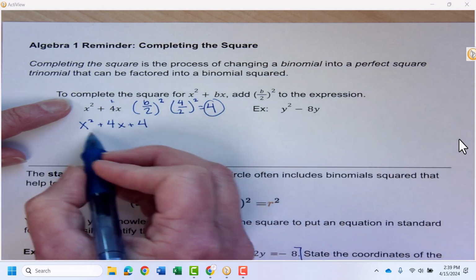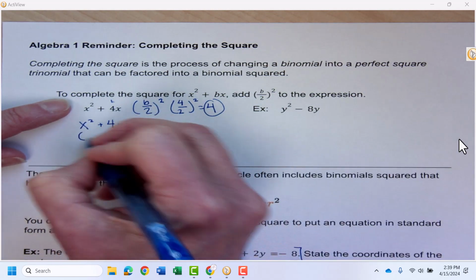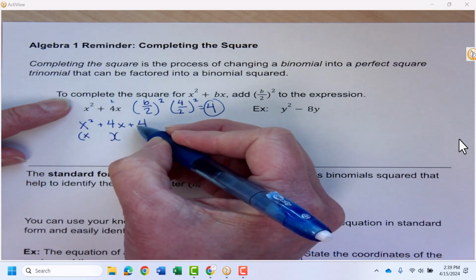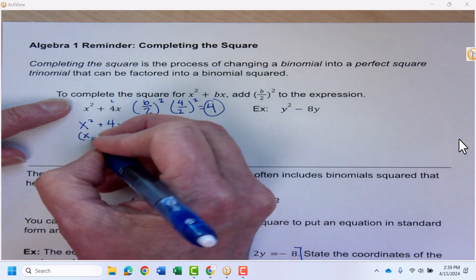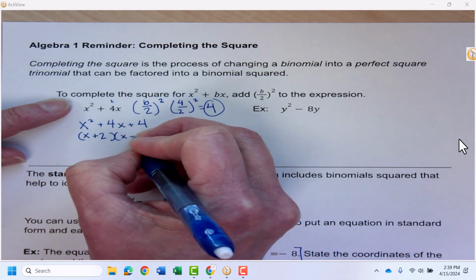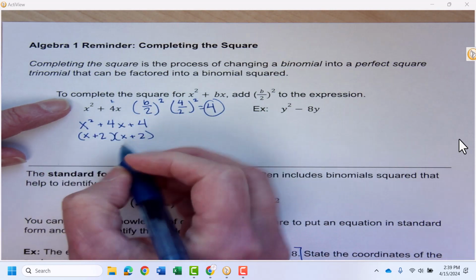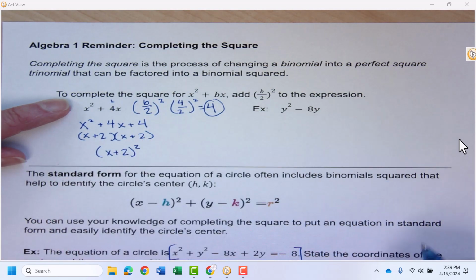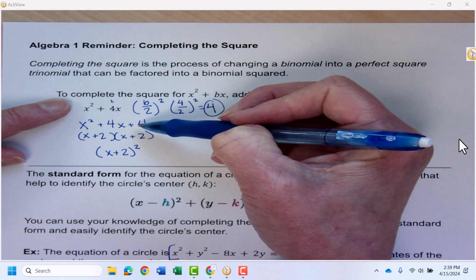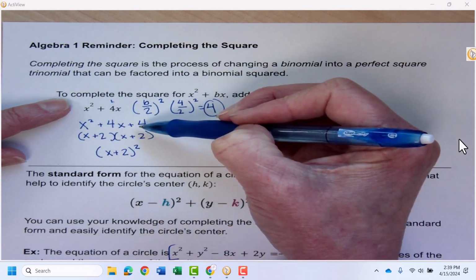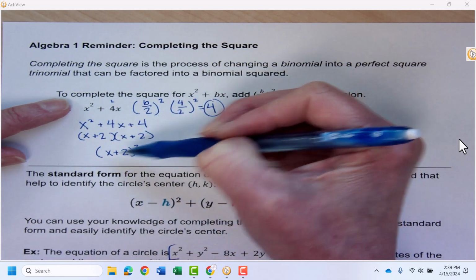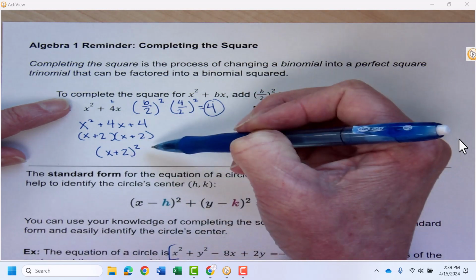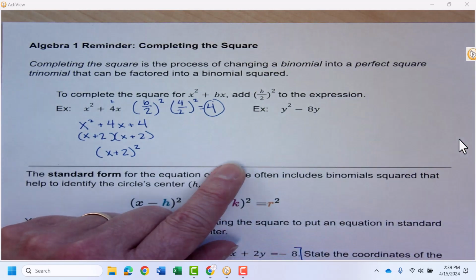And to remind you, a perfect square trinomial can factor into a binomial squared. Two numbers that multiply together to give me 4 and add together to give me 4 are 2 and 2. X plus 2 times x plus 2 can be expressed as x plus 2 squared. So by taking half of 4 and squaring it and making a perfect square trinomial, I can create a binomial squared, like what we'll need in our standard form down here. Let's do it one more time. I'll do it in a different color.